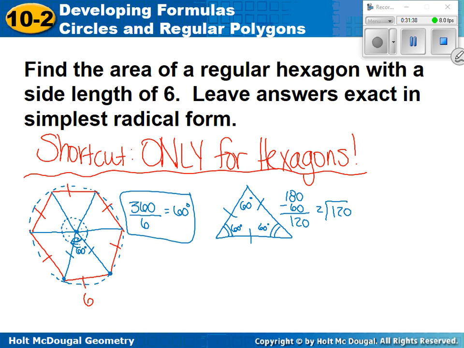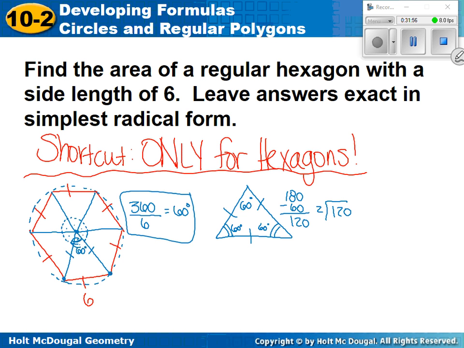The pentagon, the octagon, the dodecagon, the heptagon, they will not be equilateral. They will just be isosceles. So what I'm going to show you is only special to the hexagon because they're equilateral triangles. Are we good so far? Okay, how many equilateral triangles do we have in this picture?